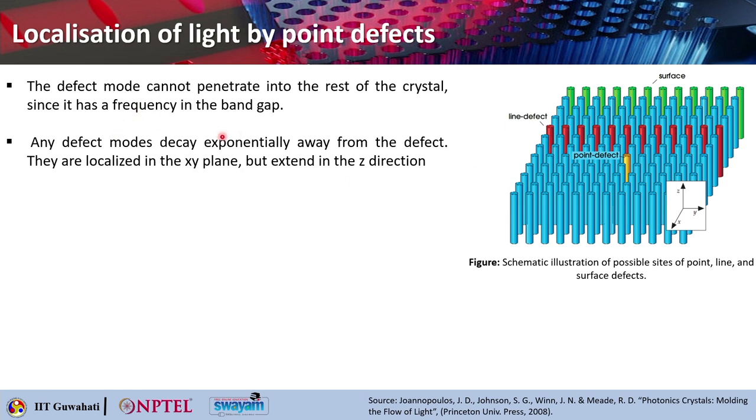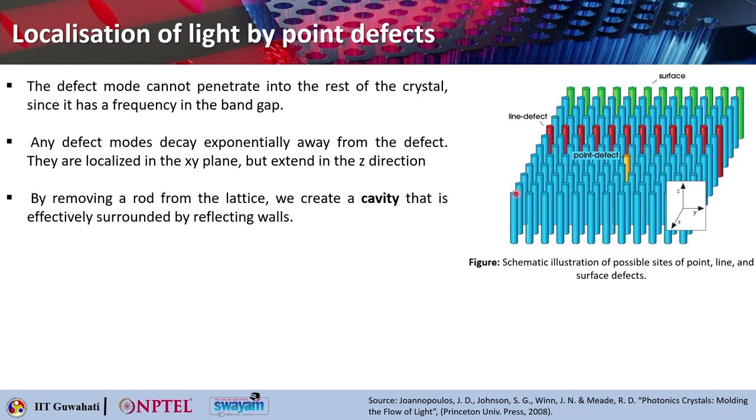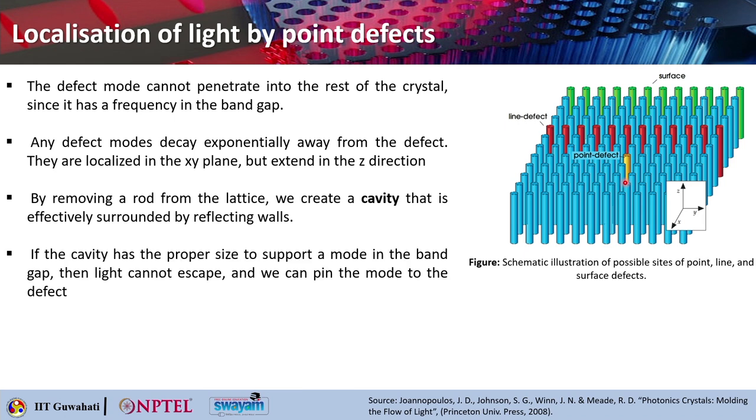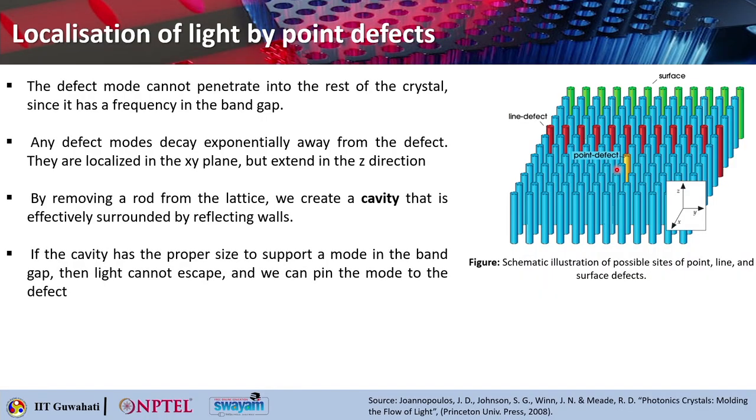So, what happens is a defect mode will decay exponentially away from the defect, so they are localized in the xy plane but they extend in the z direction, right? So, when you remove this, you are actually forming a cavity, okay? And you can think of this cavity as being surrounded by reflecting walls for frequencies which lie in the band gap. So, if you choose the cavity size such that it supports a mode in the band gap, then light cannot escape and you can actually pin that particular mode into the defect. So, this is how you can have light localization in the photonic band gap.